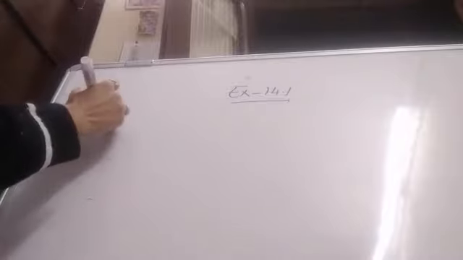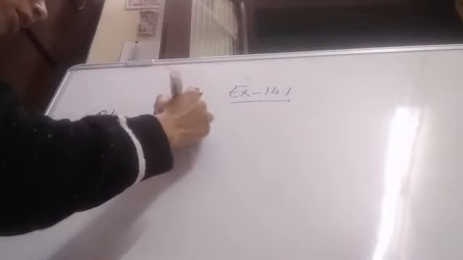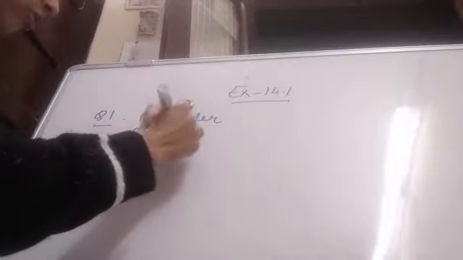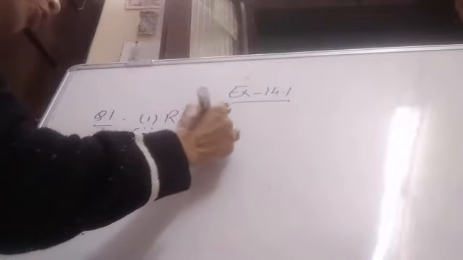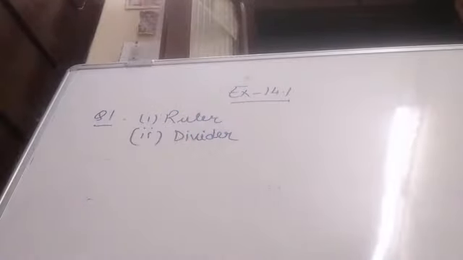Exercise 14.1, where the first question is, what instruments are used for measuring the line segment? So what are the instruments? One is a ruler and one is a divider. These are the 2 instruments through which you can measure the line segment. Draw any line segment, say XU. Take any point Z lying in between X and U.